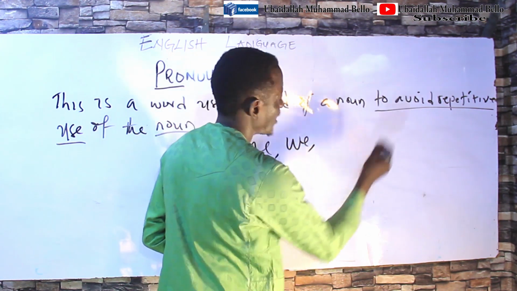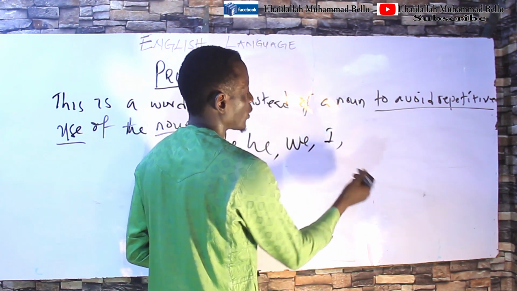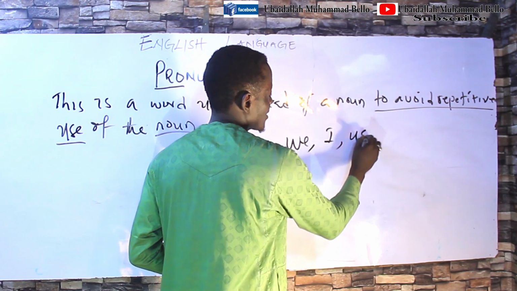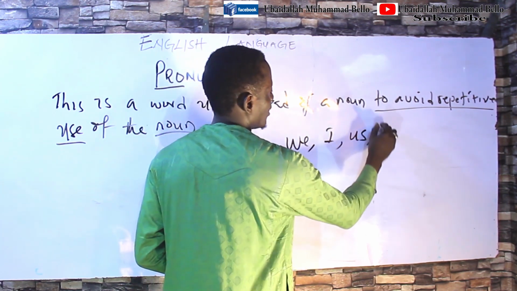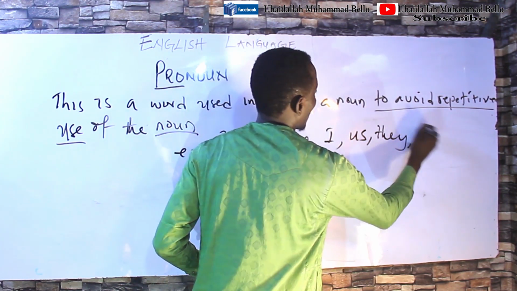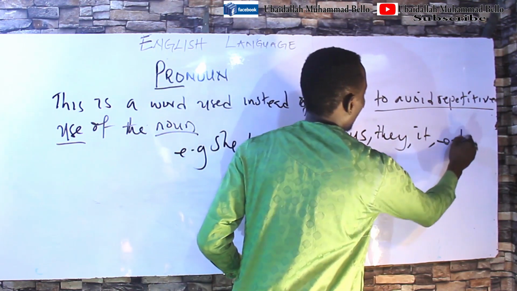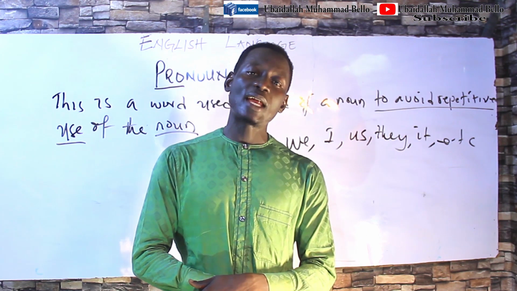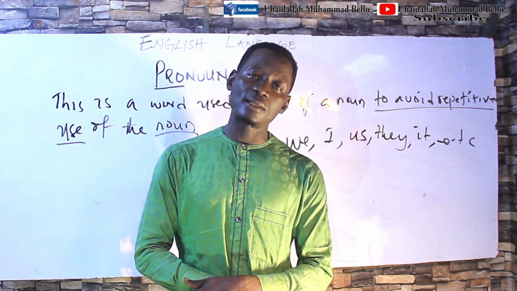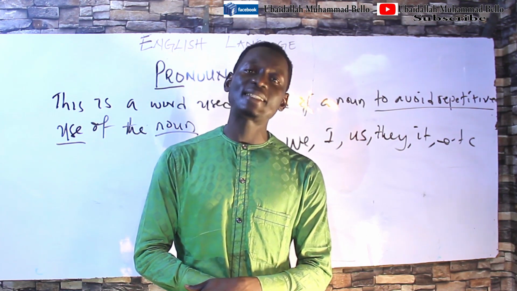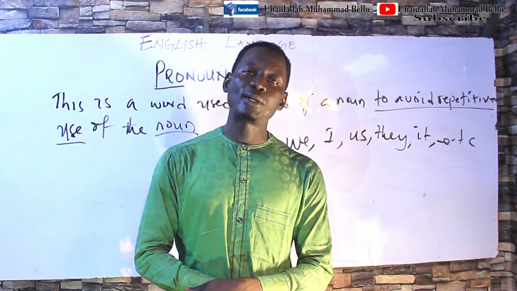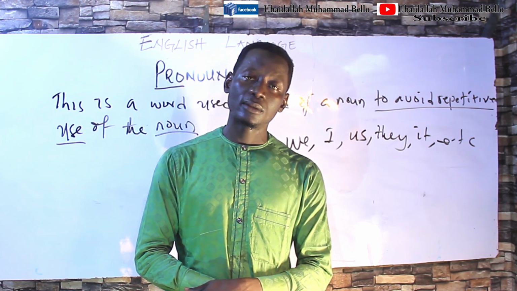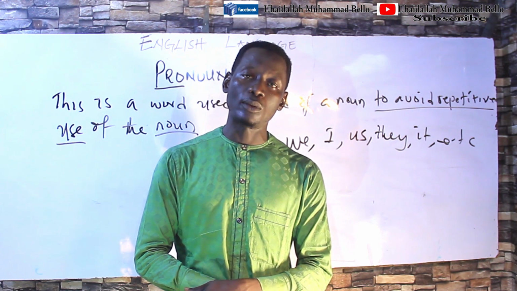There are other several examples like I, okay, us, they, it, etc. All these are pronouns. Okay? That is it for the idea behind this part of speech and what it entails. It is good for us to look at the types of pronouns sparingly.